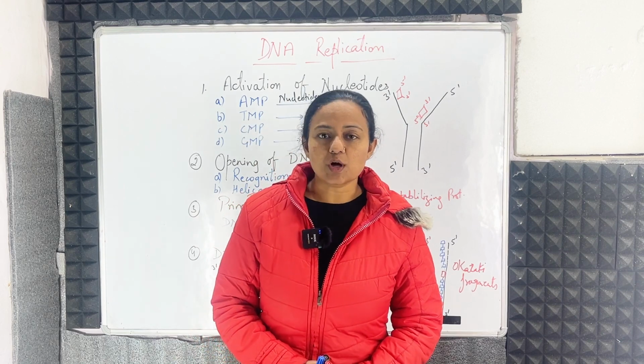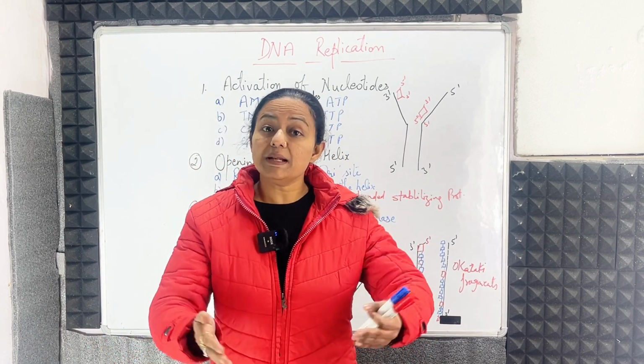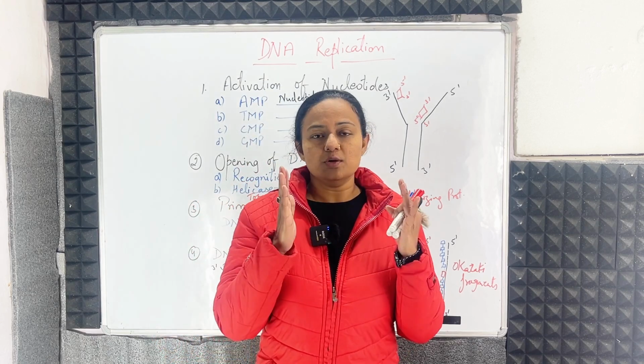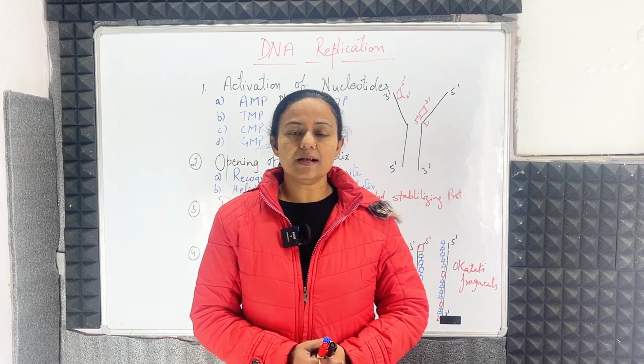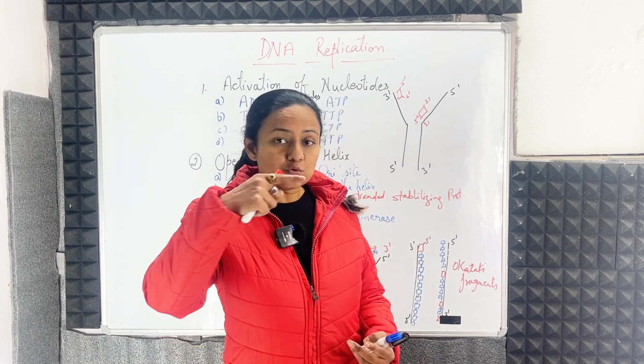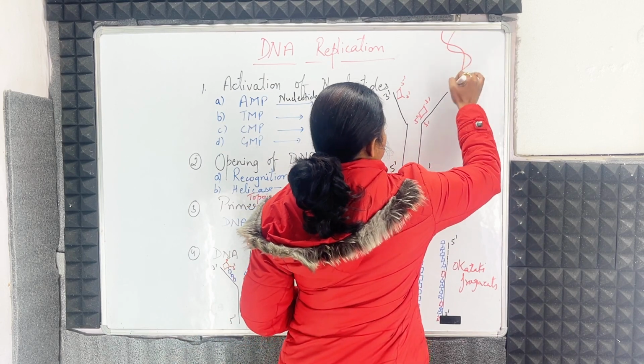Today we are going to talk about DNA replication. How does DNA replicate? As you know, we have double-stranded DNA. Double-stranded DNA means that we have two strands. Now if you see, your DNA is like this, fine.